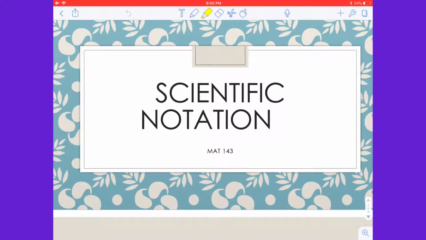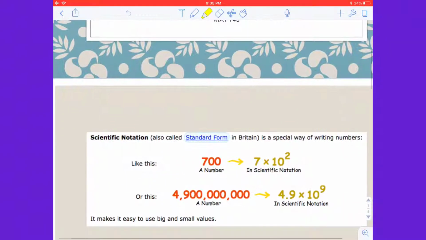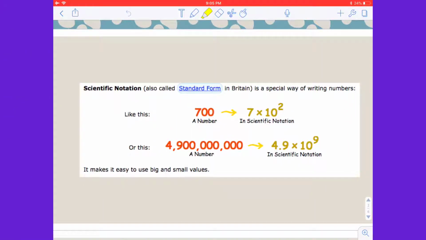The purpose of this particular module is to introduce you to the concept of scientific notation. So we are now in lesson 1-7 about scientific notation. Scientific notation is a special way of writing numbers. Essentially, we utilize scientific notation whenever we're dealing with really large numbers or really small numbers.